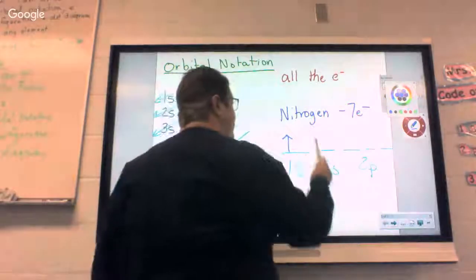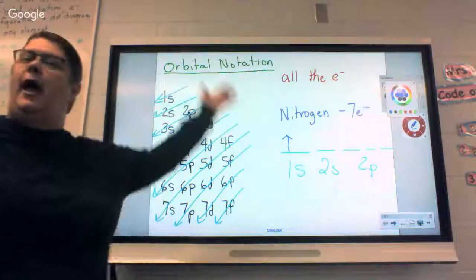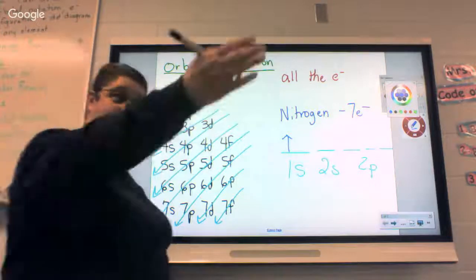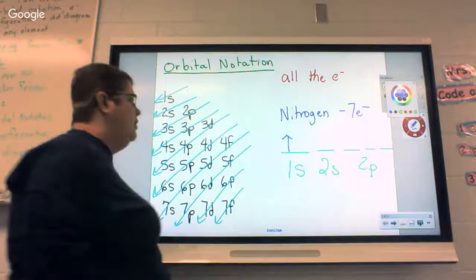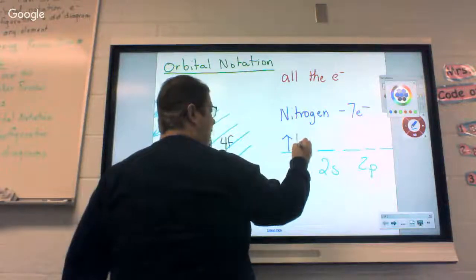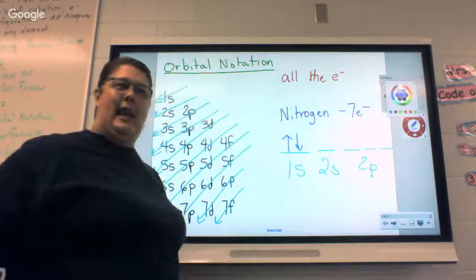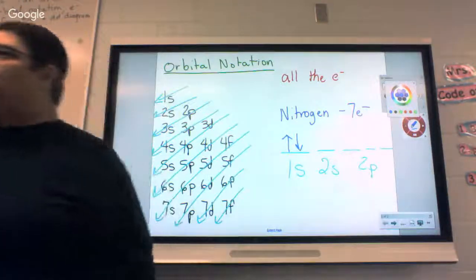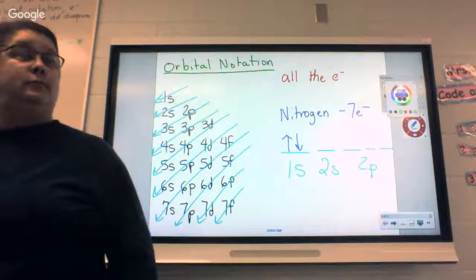Now, if the arrow is spinning up, what do we learn about the spin of the electron? It has to spin clockwise and counterclockwise. So, the other electron has to spin down. Now, I can't put the next electron in the 2s because the 1s is not full.